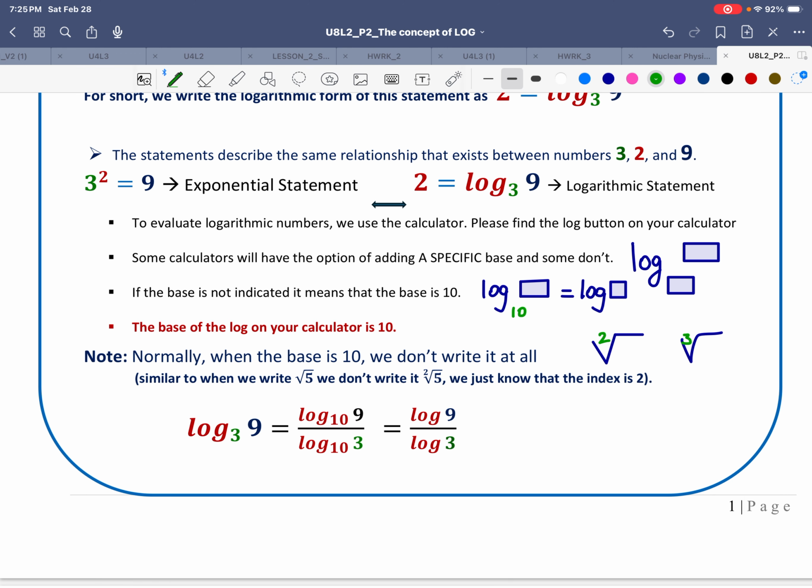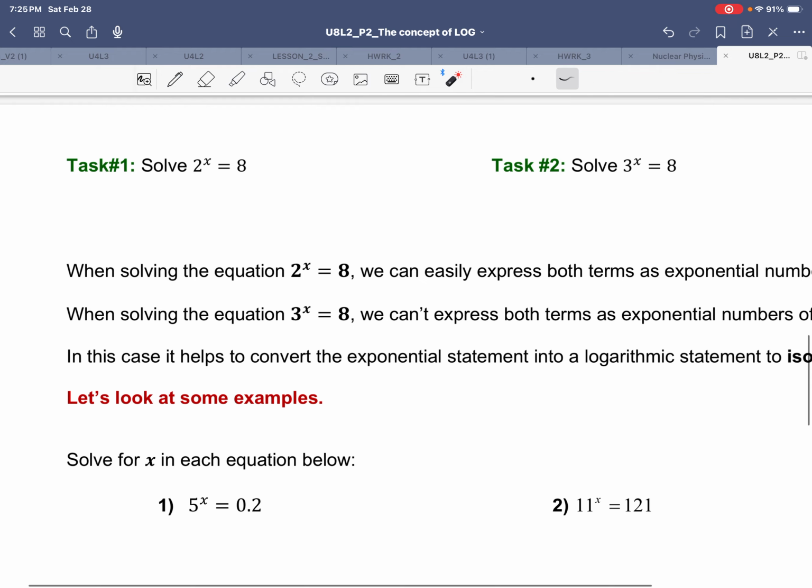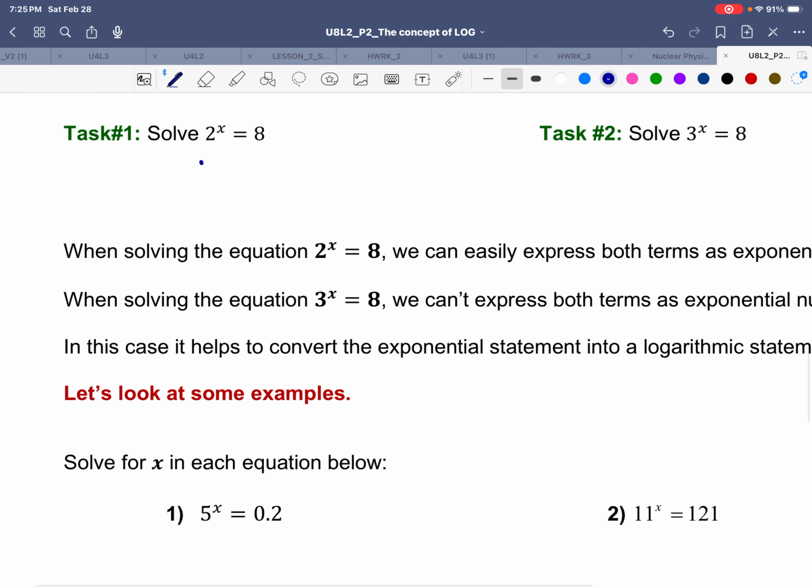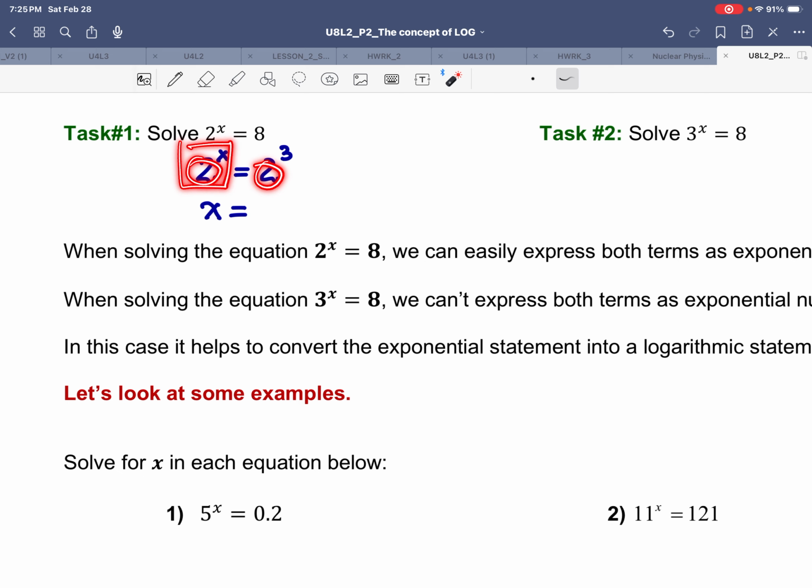Now, when we solve using logarithms, I brought in here two examples: 2 to the power x equals 8 and 3 to the power of x equals 8. And we can solve it in multiple ways. If you have 2 to the power of x equals 8, we can rewrite number 8 as an exponential number with the same base 2. Since the bases are equal and the two exponential numbers are equal, it means that their exponents must be equal as well. You equate the exponents, and that would be the answer.